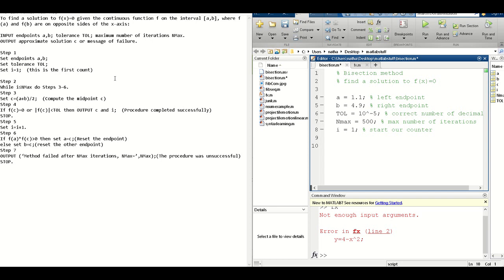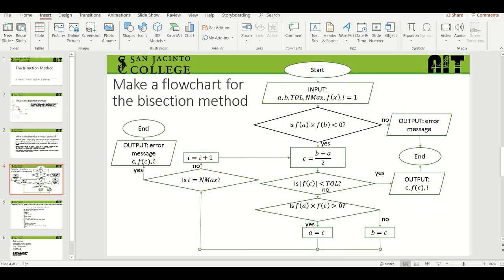Now, step 2 is going to be a while thing. So let's say while i is less than or equal to n max, do this stuff. What are we going to do? Well, the first thing here says to do this, but I'm going to jump back over to our flow chart. We need to make sure that we're valid.